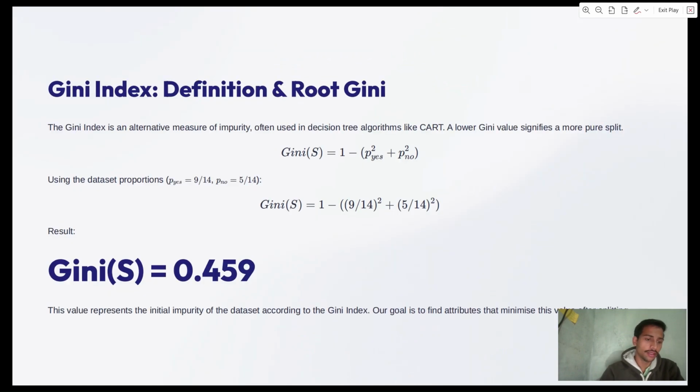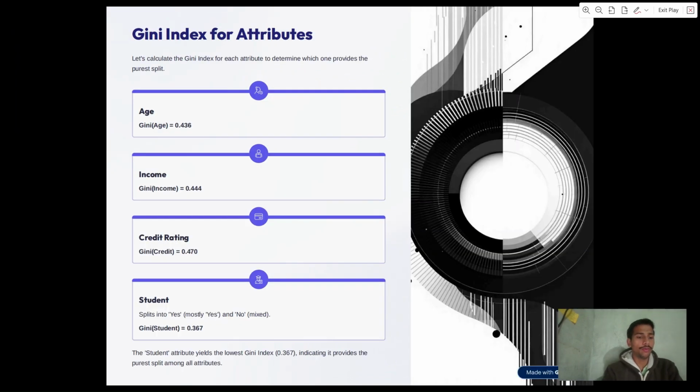Let's see the Gini index. Now let's double check using a different metric, the Gini index. Like entropy, a lower Gini means better purity. For our root dataset, the Gini is 0.459. We calculate the Gini index for each attribute split. Age gives 0.436, income gives 0.444, credit rating gives 0.470, student gives 0.367. Once again, student gives the lowest impurity score.